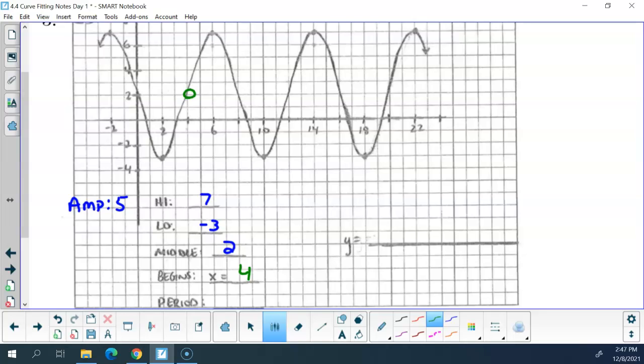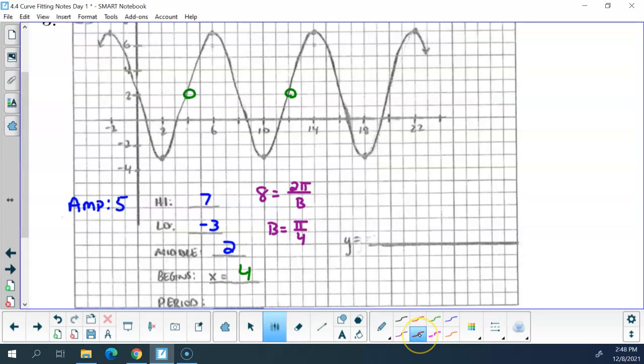Again, tap the brakes, everyone. You only had to come up with one sine curve. I got to come up with all the sine curves. All right? So, period, then, that looks like 8. So, 8 equals 2 pi over b. So, I got a b of pi over 4.